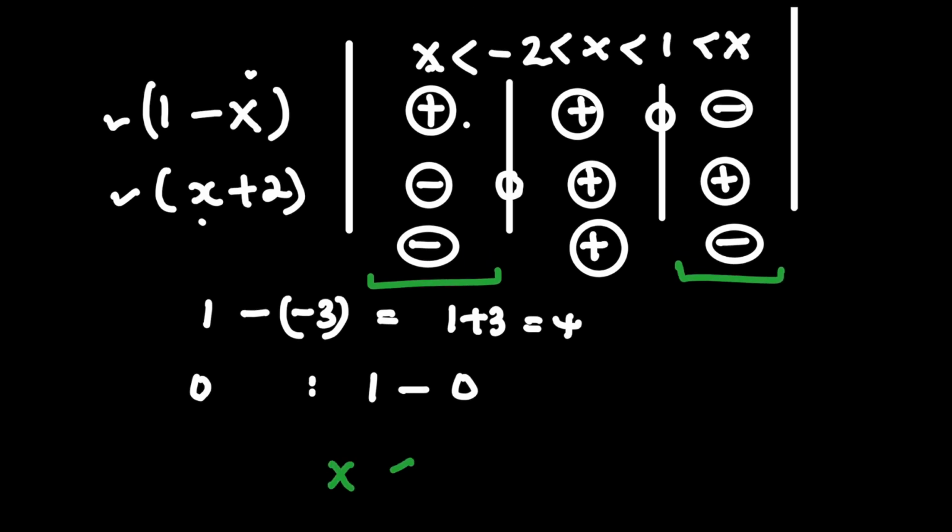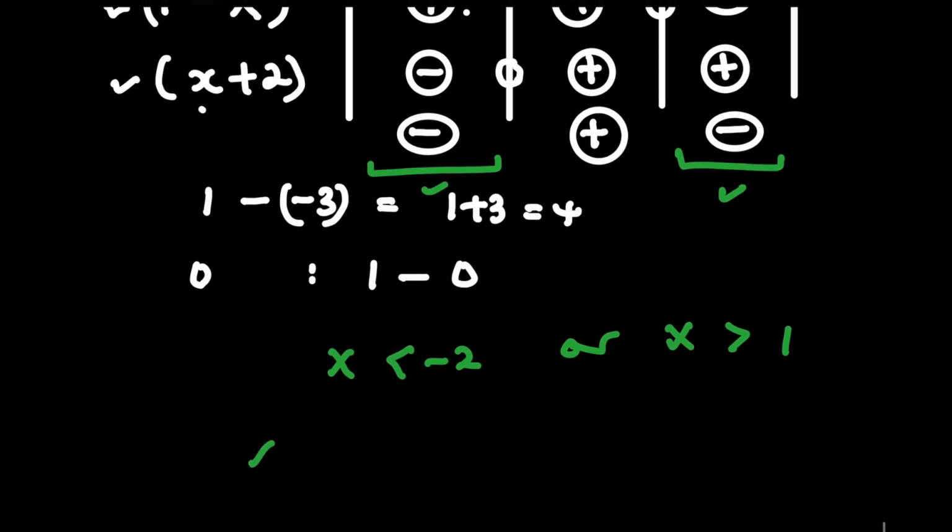When x is less than minus 2 or x is greater than 1, as you can see from these portions. As I've said, you can also use interval notation: minus infinity to minus 2, union with 1 to infinity.